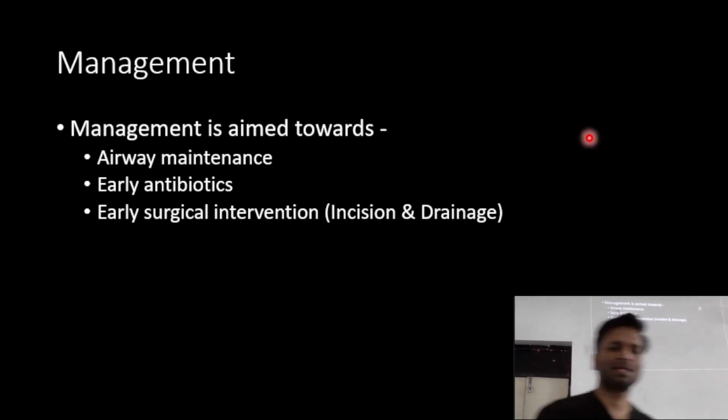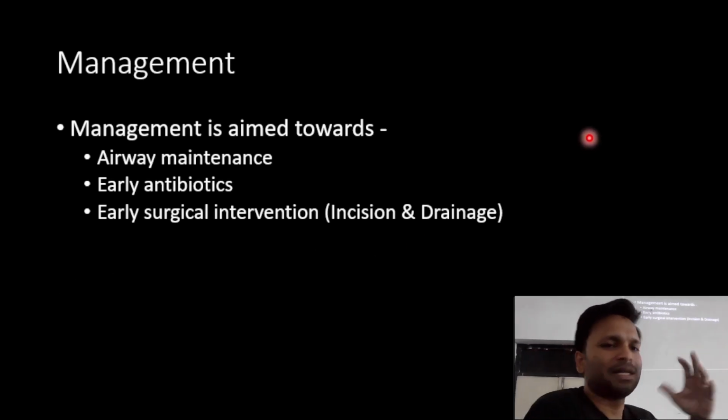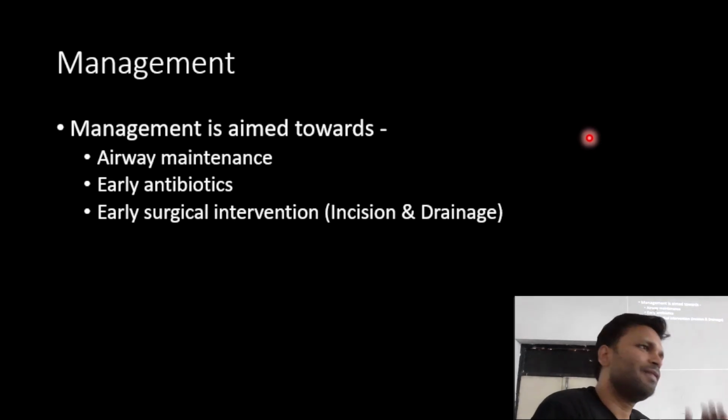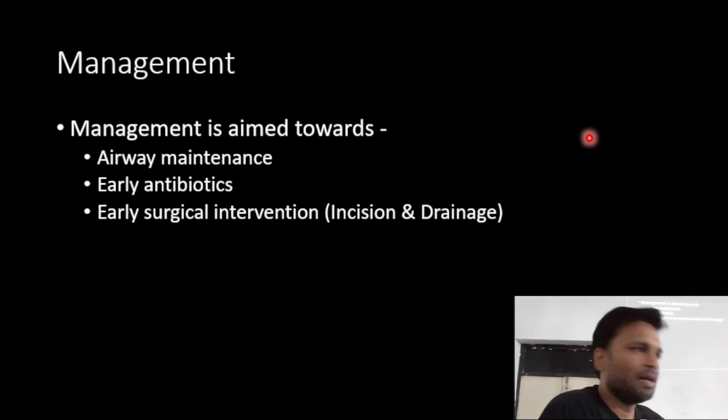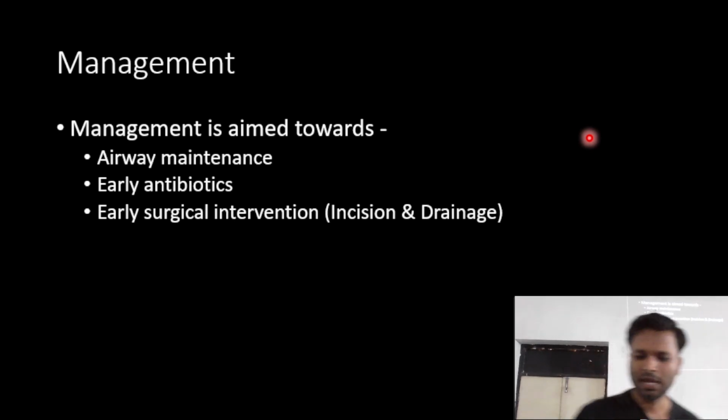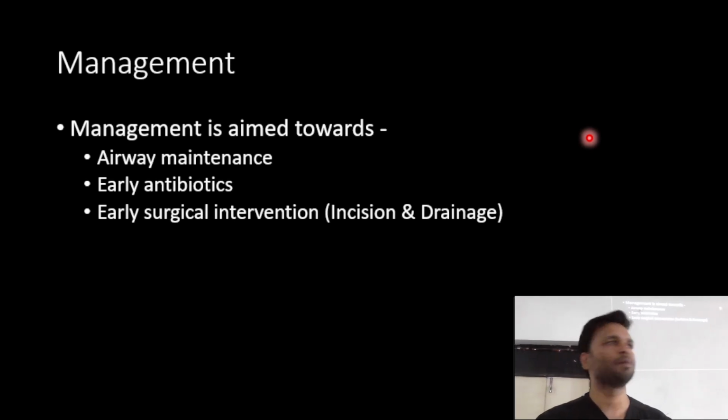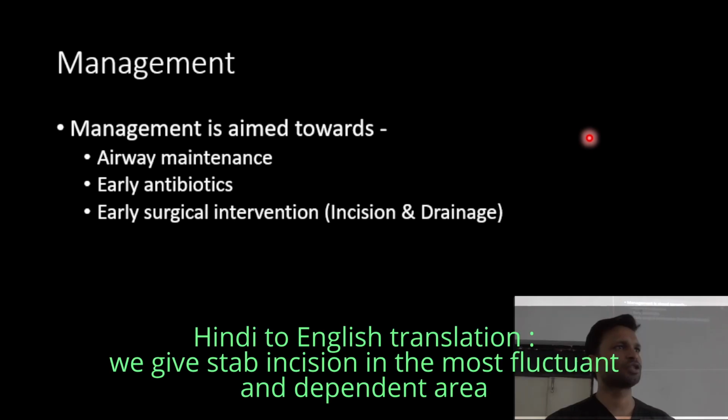So then next, as soon as we have started the antibiotic, we have to perform the surgical intervention as soon as possible. It's not that we have sent it for culture sensitivity and we have to wait for the results. No, you start with the empirical antibiotic therapy, and you go and do the surgical intervention, that is the incision and drainage. What is there in incision and drainage? If you remember Hilton's method, we give a stab incision at the most fluctuant and dependent area.